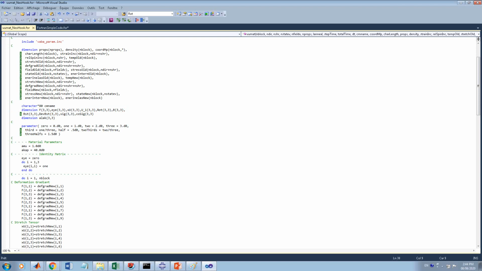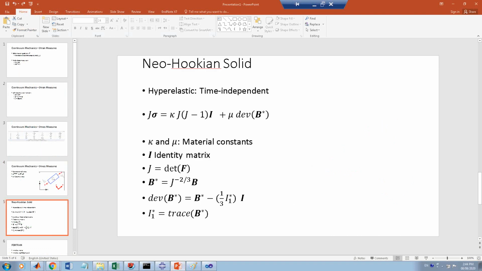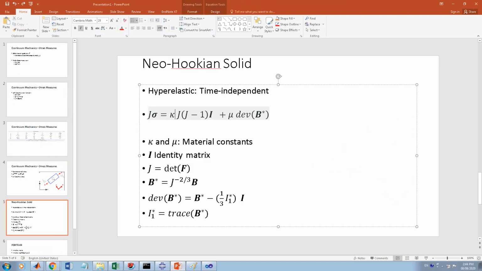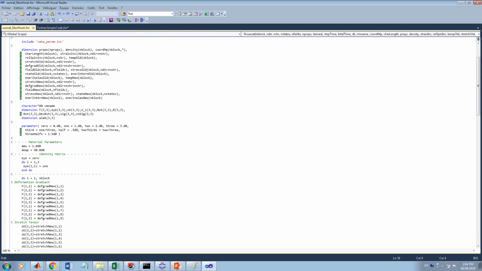So here, if you look at mu, these are the material parameters. If you look at the neo-Hookean solid, you have two parameters, kappa and mu. Mu, I cannot start with an m because I have included this subroutine, this file. Any variable starting with an m is an integer. So I put an a here, and the same goes for kappa. So I use a cap. So these are the material parameters that you're using.